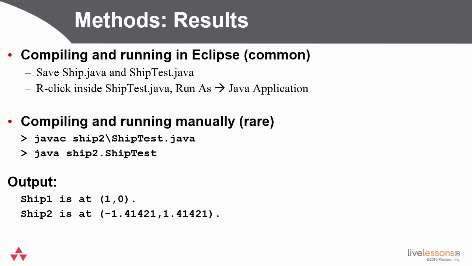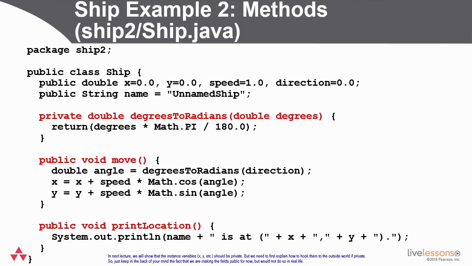And when I run it, I get the same basic behavior as I did before, but now my code is much more reusable. I haven't repeated myself. In particular, I haven't repeated the calculations for updating the x and y position for the two separate ships. I've shared, or I've reused, that code. All right, so that's the basic idea, but let's look at it now in more detail.